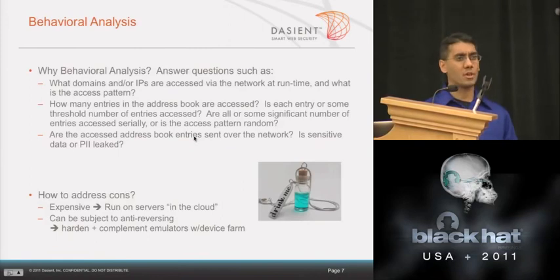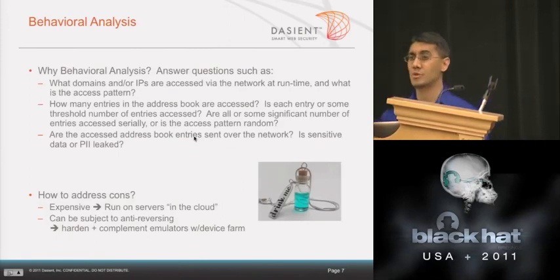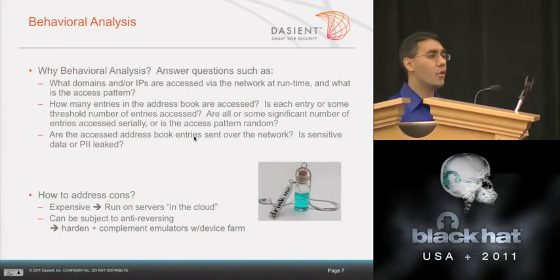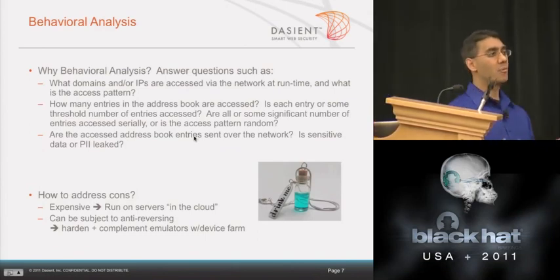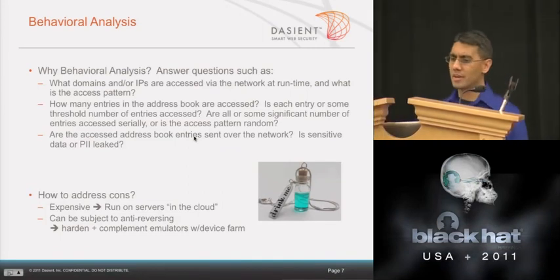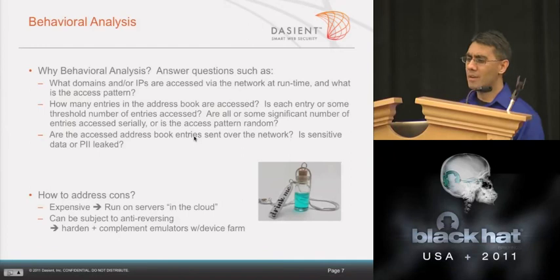what access pattern is it going to use? How often is it going to access those domains? What data is it going to send to those domains? In addition, even though an application might link in a library that allows it to access the contact address book, there's questions like, when you actually run it, how many entries in the address book will it access? And so behavioral analysis can answer those kinds of questions.